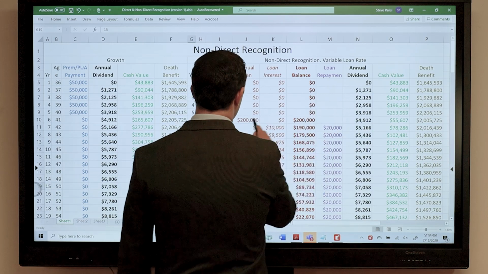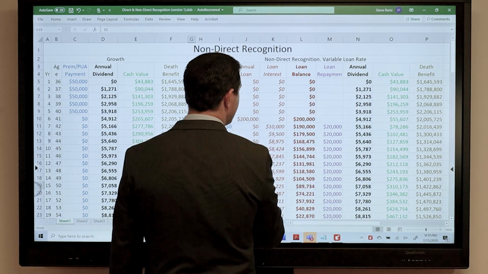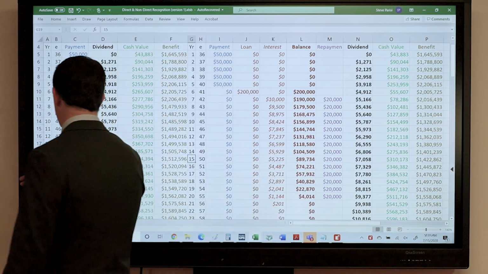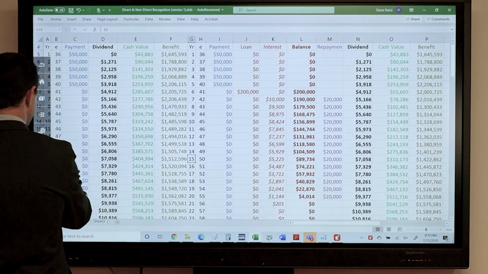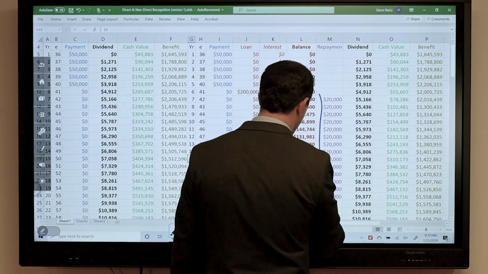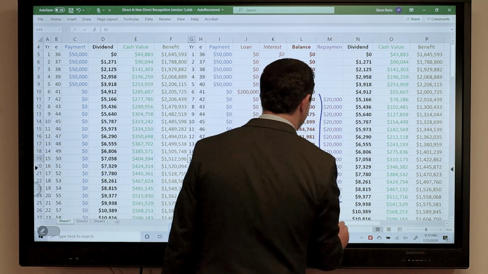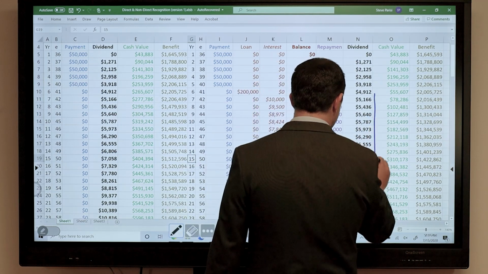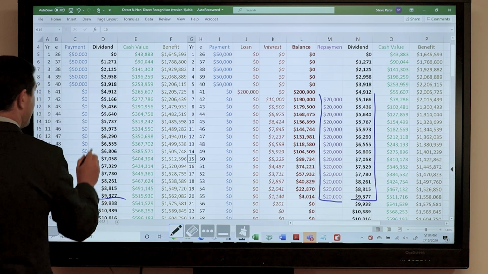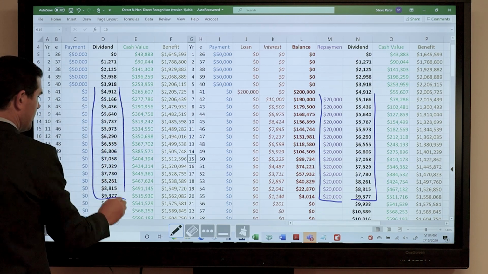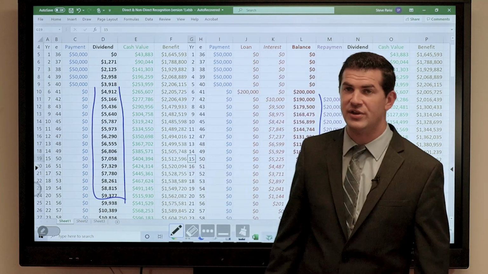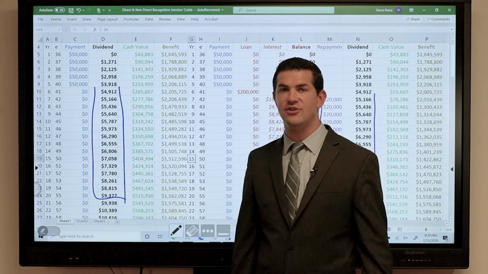Now, in this example, we borrowed $200,000 and then started to repay it at $20,000 per year. So non-direct recognition here. This specific example is non-direct. We are repaying it at $20K per year. We can repay it however we want. How do the dividends look compared to the example when I just let it sit and grow? They don't change. Non-direct recognition is way easier to understand of the two because nothing changes.